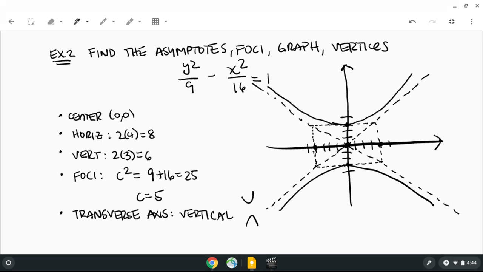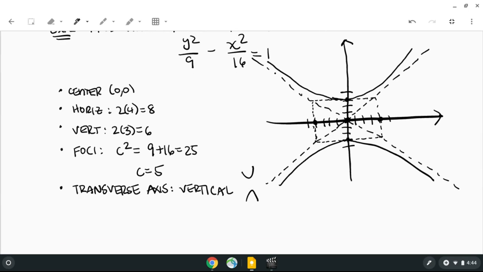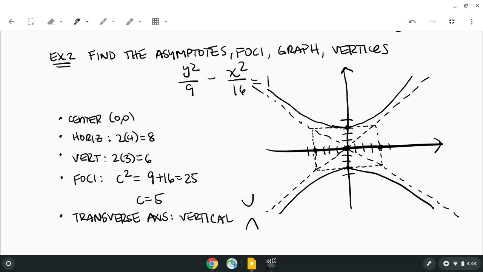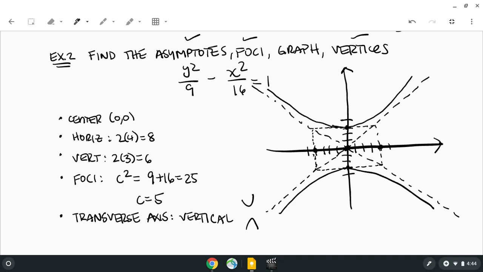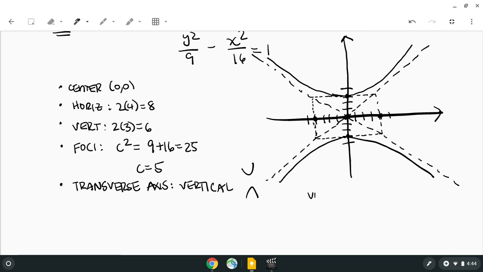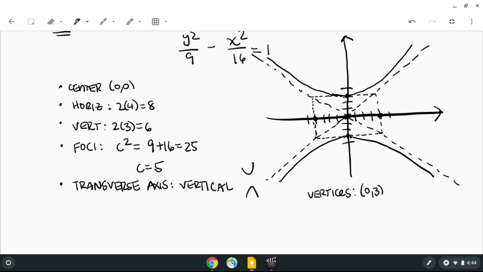All right, so let's get all the information. So we need to get the asymptotes, the foci, and the vertices. All right, so we can see the vertices. That's this point right over here, which is 1, 2, 3, so 0, 3. And the other one down here, so that's 0, -3.